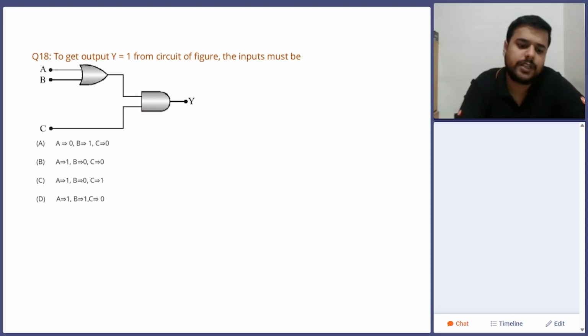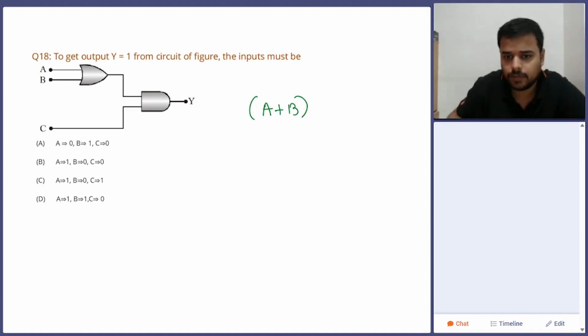Question number 18, logic gate. To get output y is equal to 1 from the circuit of the figure, the input must be? See, the given circuit is very simple. A plus B dot C is equal to y. This is the equation of the given circuit, as you can see.